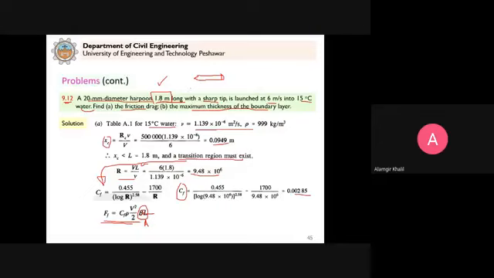And what is the A? For the friction, it will be pi d into L, because this is the friction that we want to calculate on the surface. Circumference into length, pi d. This is now the characteristic area.